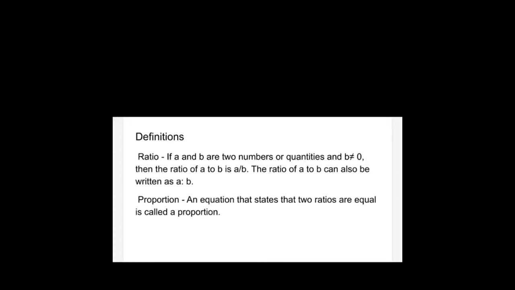For ratios, if A and B are two numbers or quantities and B is not equal to 0, then the ratio of A to B is A over B. The ratio of A to B can also be written as A ratio of B. For proportions, an equation that states two ratios are equal is called a proportion.